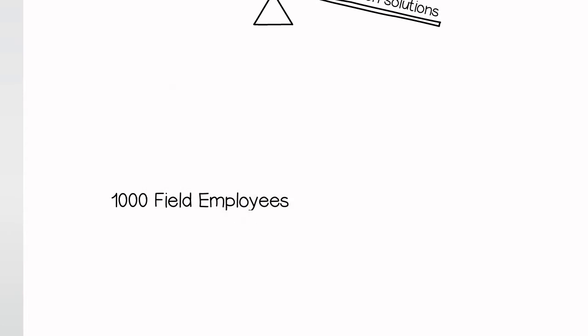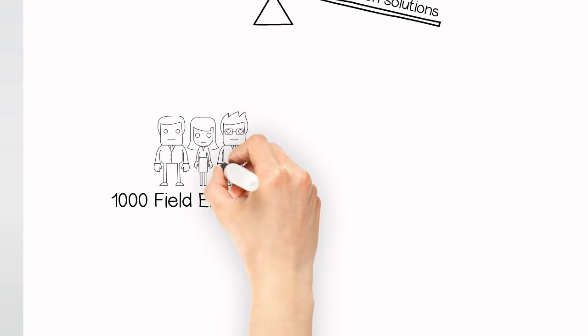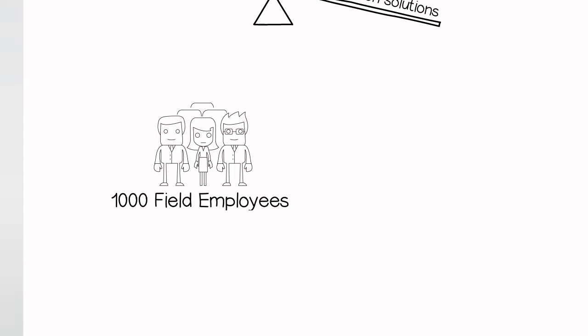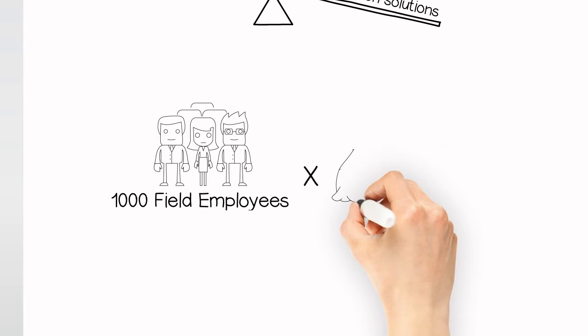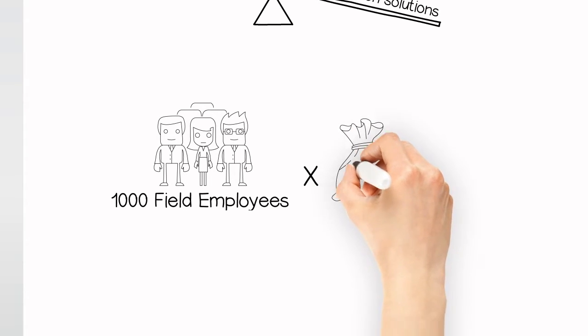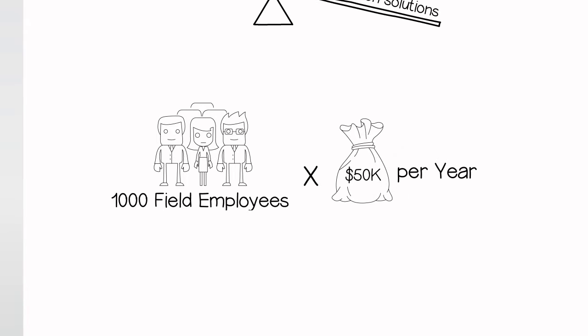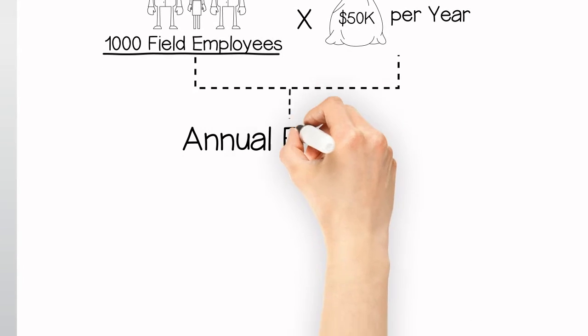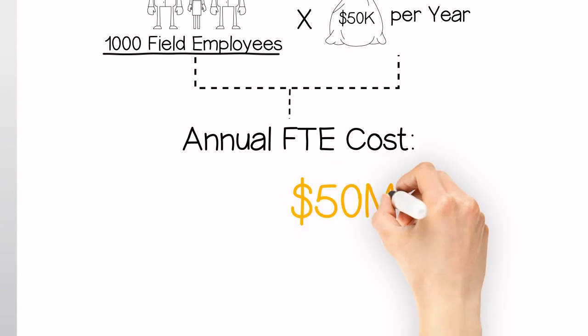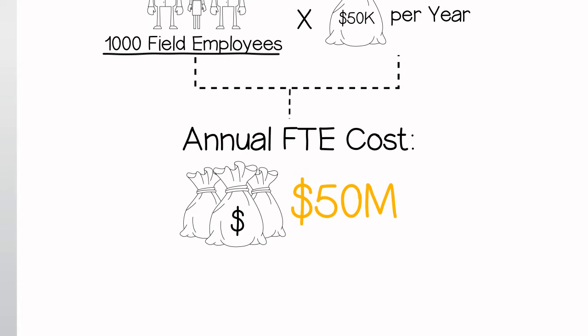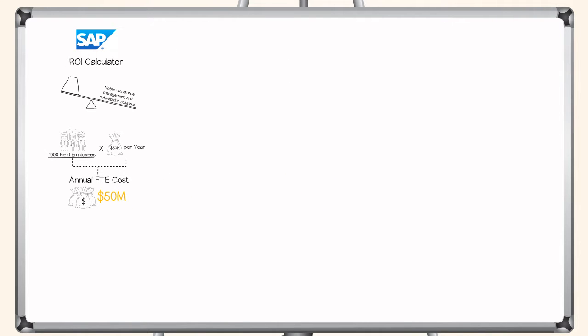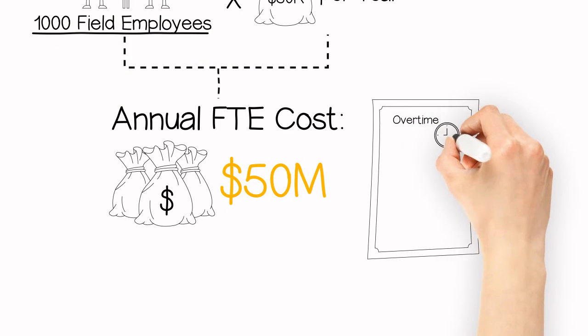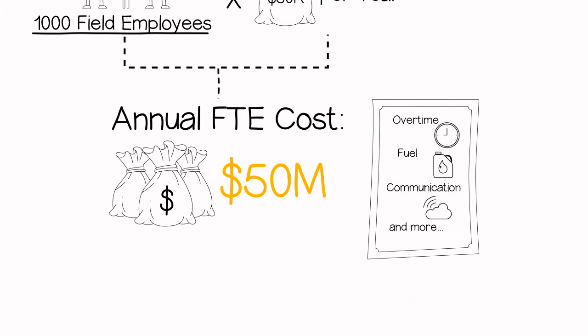Let's say an average company has 1,000 field employees. And with 1,000 field employees, let's say that the average loaded cost per field employee is $50K per year. So we have 1,000 field employees times $50K per year, which means our annual field employee loaded labor cost is $50 million. It's a big number, right? Yeah, that's a big number. And that's before we even start looking at overtime, fuel, communication, and other costs.